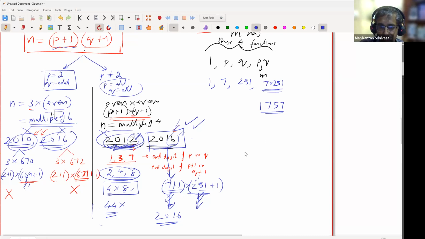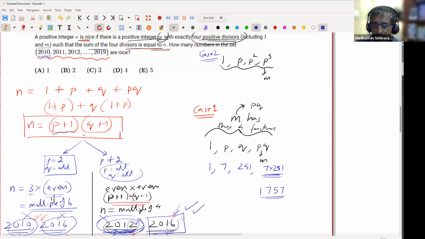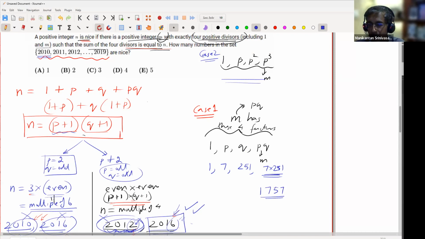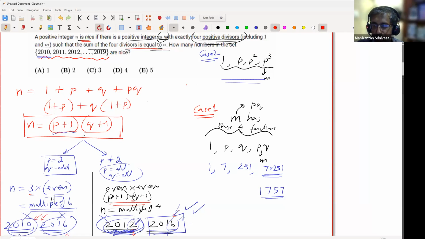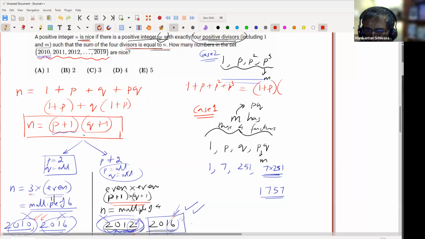The only other case we have to do is: is it possible that M is P cubed, so that the sum is 1 plus P plus P squared plus P cubed? Right? So how can I simplify that? 1 plus P plus P squared plus P cubed is nothing but 1 plus P times 1 plus P squared, right?